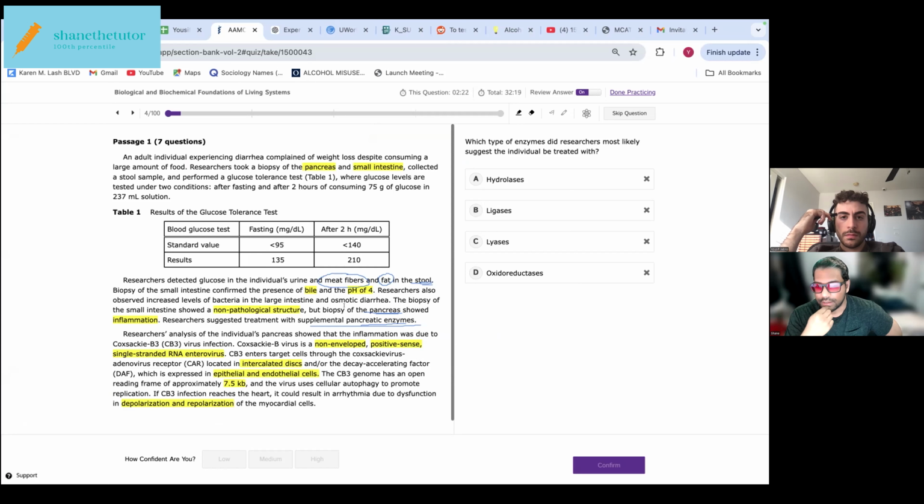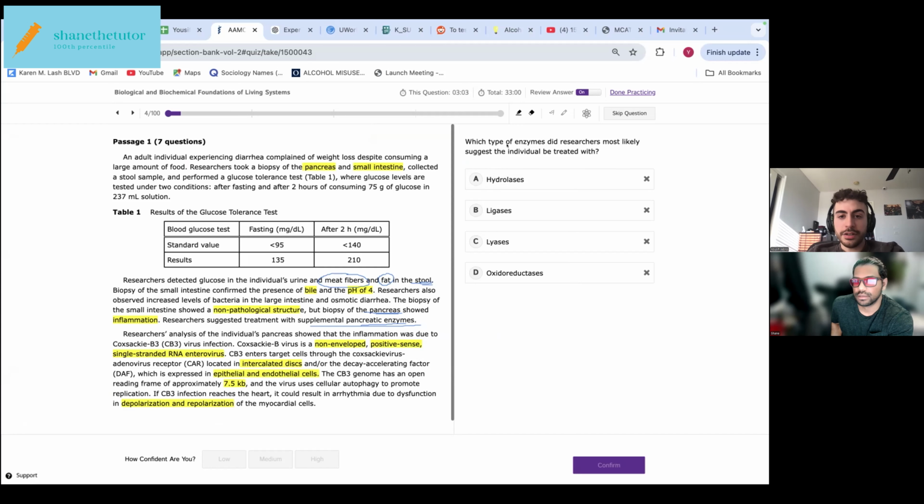So if the person's pancreas is not working properly and you see undigested meat and fat in the stool, you would want something to bring them together, or like if they're not being digested properly, you would want something to digest them. So is digestion bringing things together or is it something else? It's breaking stuff apart. Good.